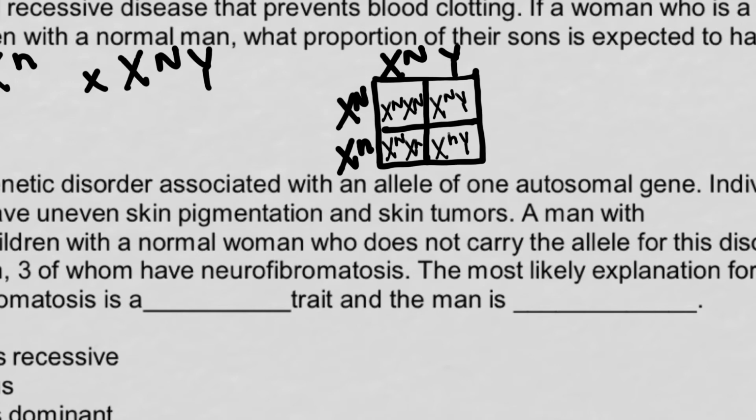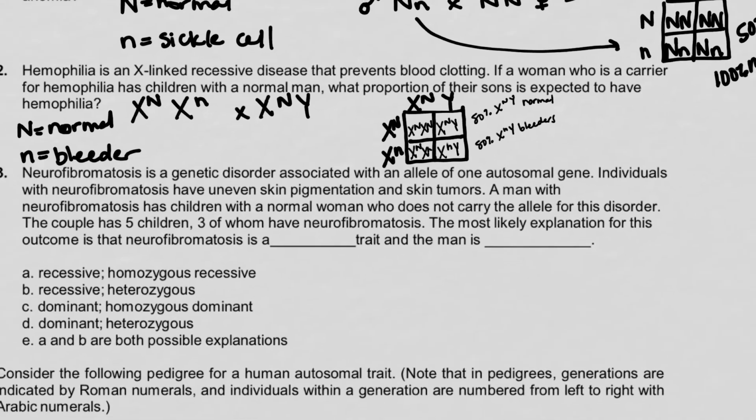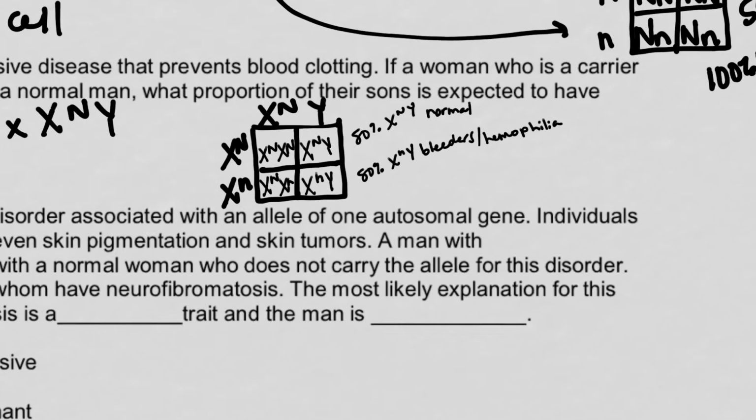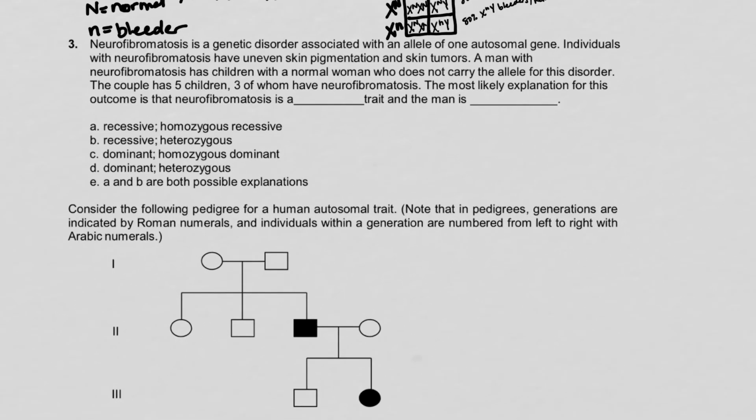All right, so in this instance, the females would be 50% homozygous dominant for normal. The other 50% of the females would be heterozygous, so they would still be normal. For the males, 50% are going to be normal, and 50% are going to have the recessive allele and be bleeders or have hemophilia. All right, moving on.